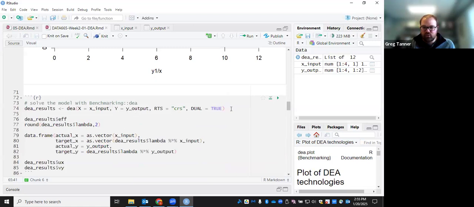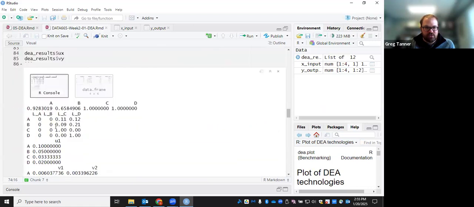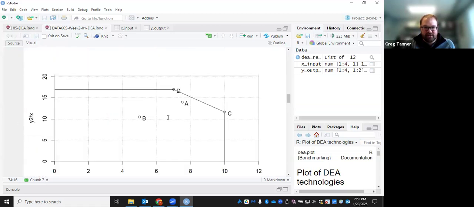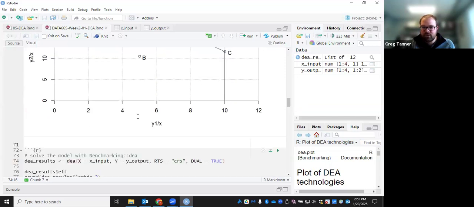And running the code to actually run the DEA, here's what we get. So efficiencies, A is about 93% efficient, B is about 66% efficient, C and D are both 100% efficient. And so looking back at this picture, C and D are both on the efficiency frontier. A is pretty close to the efficiency frontier. B is quite a ways away from that efficiency frontier. Okay.